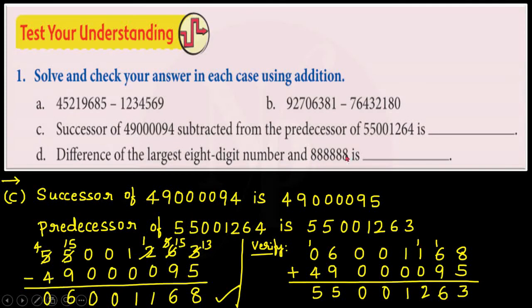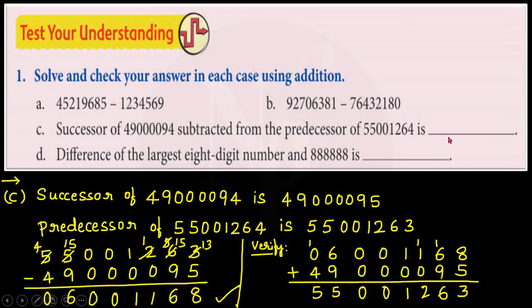So you may write and fill in this blank also. Since the question C is a fill in the blanks type question, so when you subtract the successor of this number from the predecessor of this number, you will get this difference. That is 60 lakh 1168. So you have to write this number in this blank.